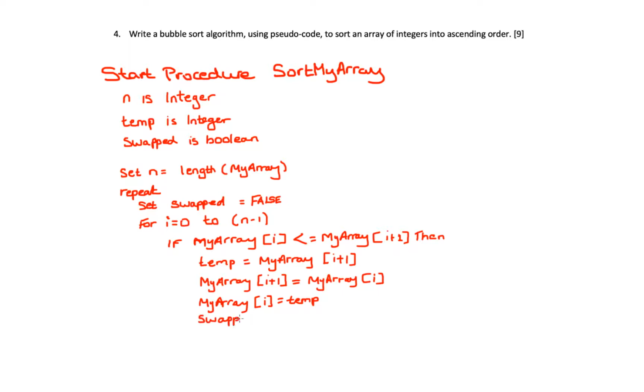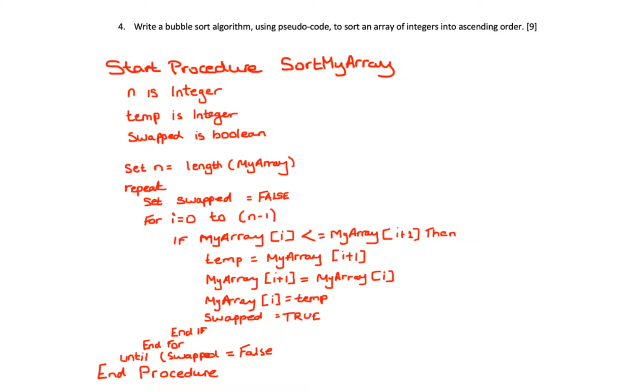And because we've done a swap here, we need to set the variable swapped to equal true. And that is our swapping process of the bubble sort. And don't forget to close the if statement, don't forget to close the for, and don't forget to set the base case condition of the repeat loop until swapped equals false. And then end the procedure, and that's our bubble sort.